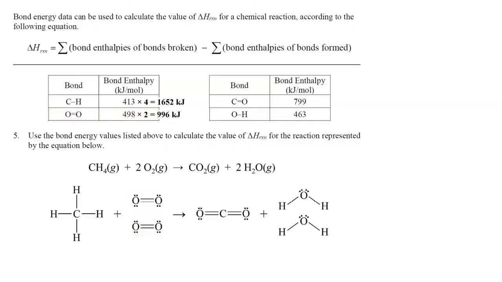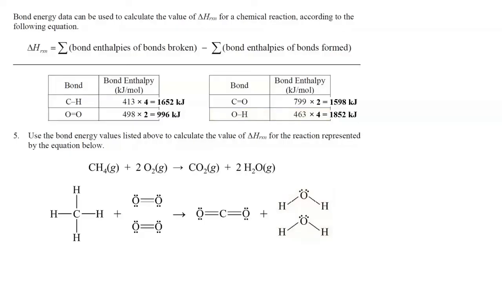Now, we also have bonds that are formed on the other side of the equation. There's a carbon dioxide molecule, and 2 carbon-oxygen double bonds are formed. So I have 799 from the table, but that would be times 2. That's 1598. And then I have 2 water molecules, but in fact I have 4 OH bonds. Each water molecule contains 2 oxygen-hydrogen bonds, so I have a total of 4 of them. So 463 times 4 is 1852.